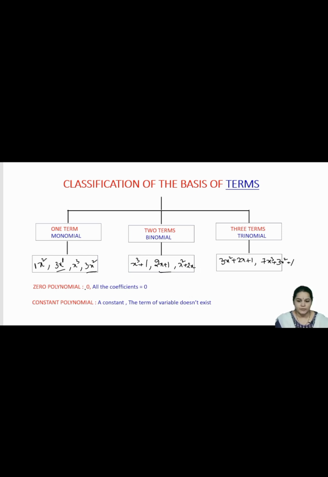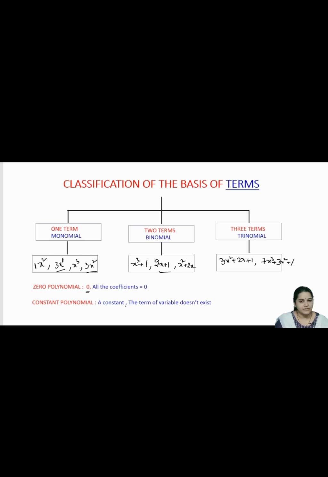Next, zero polynomial. Zero polynomial is nothing but a zero. All the coefficients of the polynomial are 0. Suppose 0 can be written as 0 into x square plus 0 into x plus 0. Here we can see the coefficient of x is 0, and 0 into x is 0. The coefficient of x square is 0, of course, and 0 into x square is 0. So ultimately we are left with this 0. Just this single digit 0 is called a zero polynomial. Here we can see clearly that the coefficients of all the terms are 0.